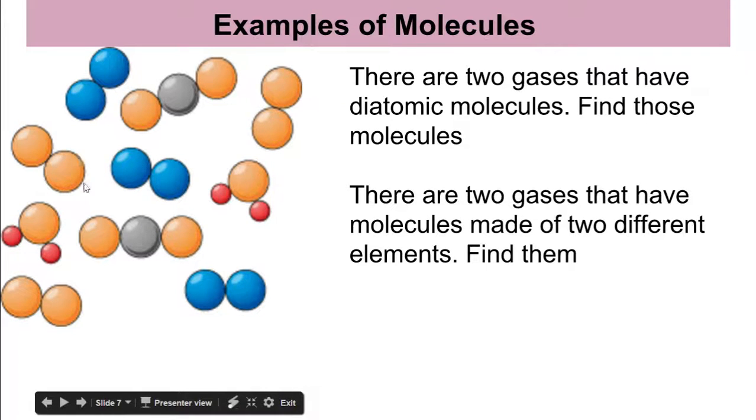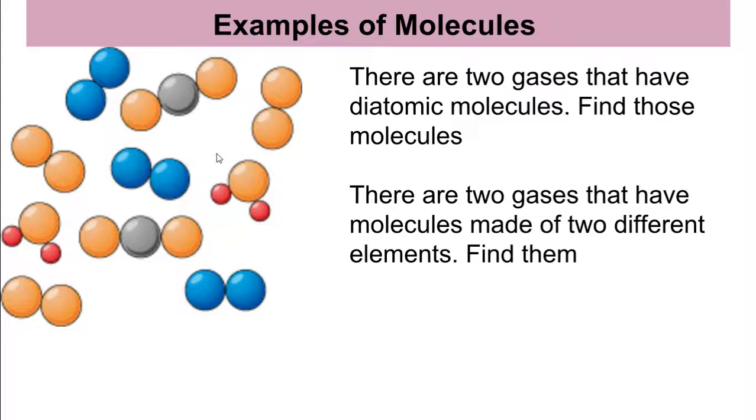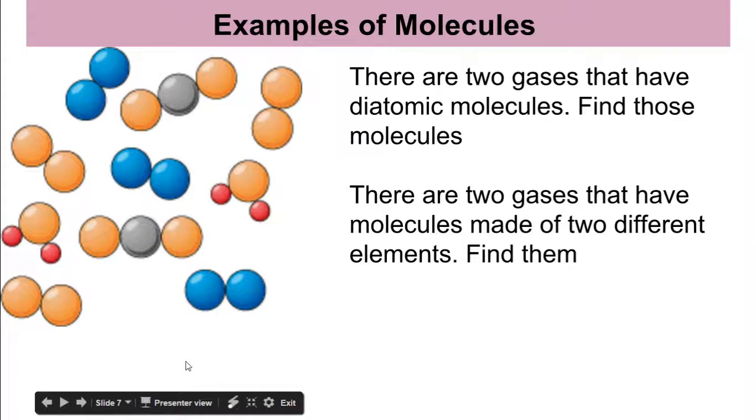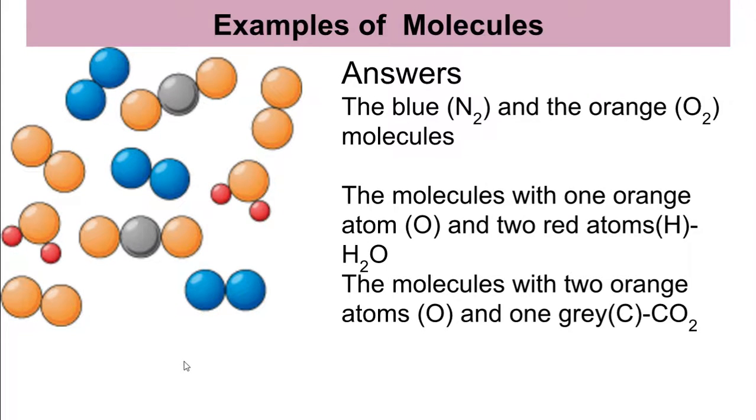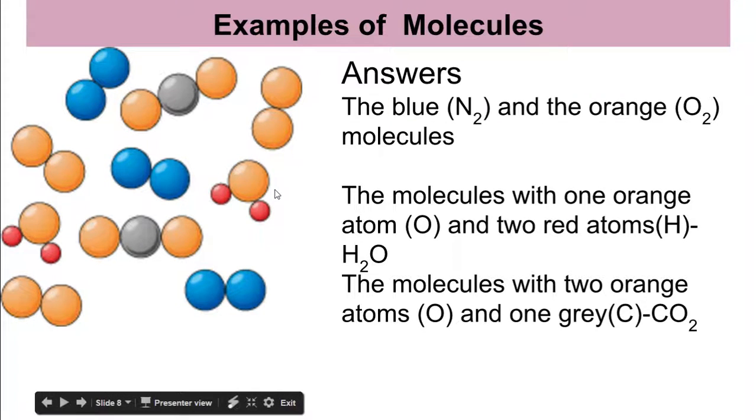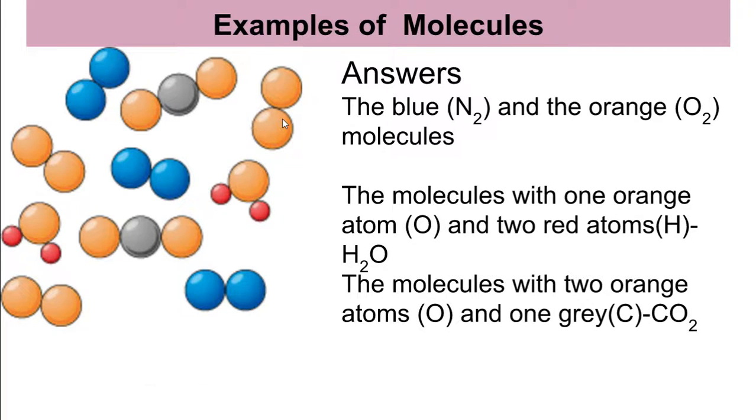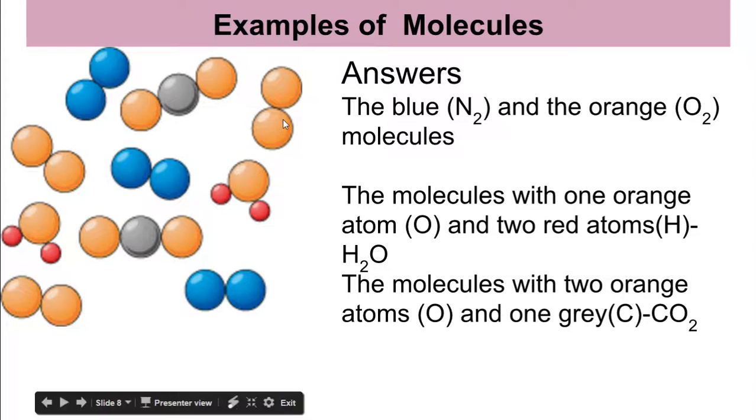So in this model here, we have 2 gases that have diatomic molecules. I would like you to find them. And there are 2 gases who have molecules made of 2 different elements. And this is the answer. If you say the blue and orange are the diatomic molecules, you did great. Now, the blue is nitrogen and the orange is oxygen.